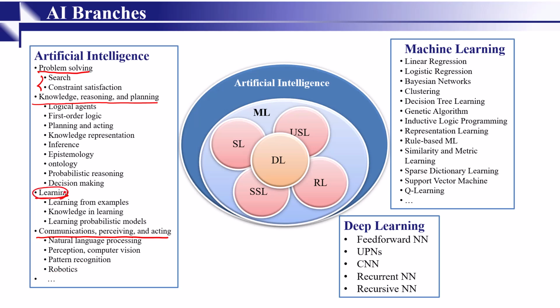So out of learning here, we have machine learning, and in machine learning, we have four categories: supervised learning, unsupervised learning, semi-supervised learning, and reinforcement learning. And deep learning is somehow originally from supervised learning, but it can be used with others as well. For example, we have deep reinforcement learning, right? So in machine learning, we have several algorithms, and in deep learning also we have feed-forward neural network, convolutional neural network, recurrent neural network, recursive neural networks, transformers, and many other algorithms.